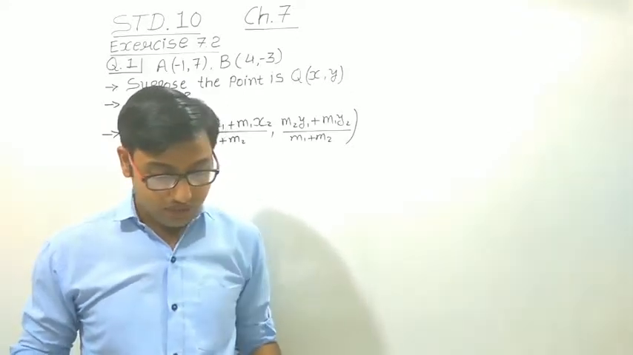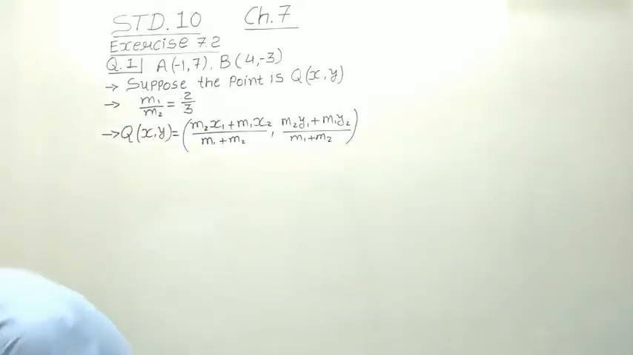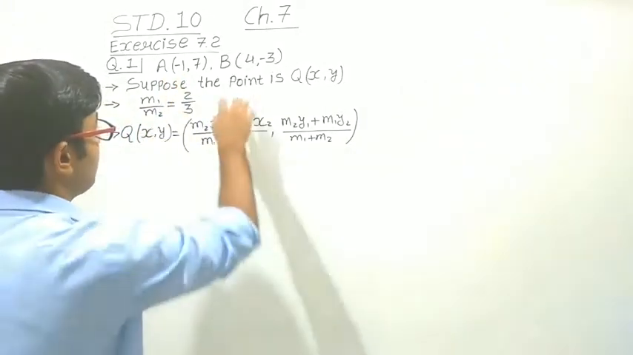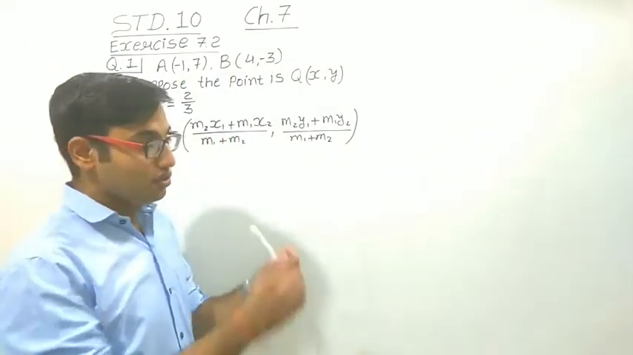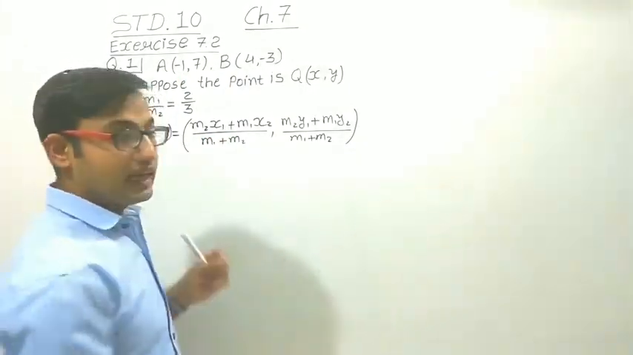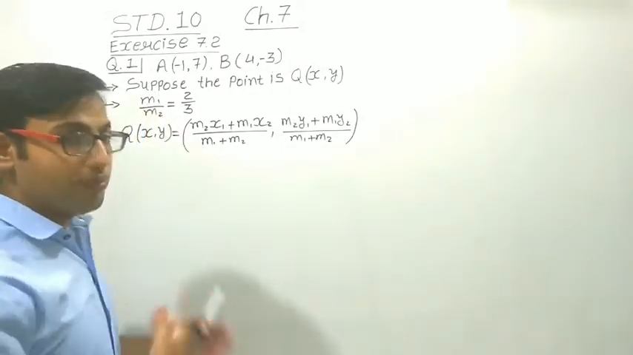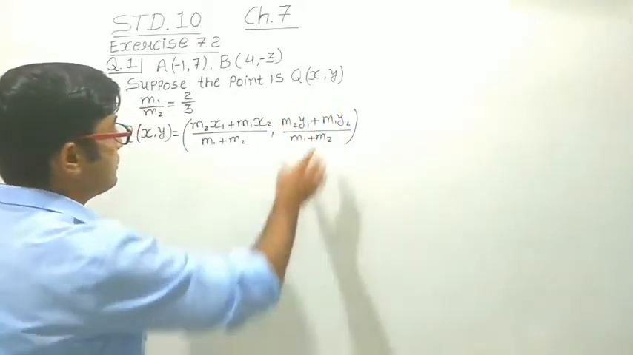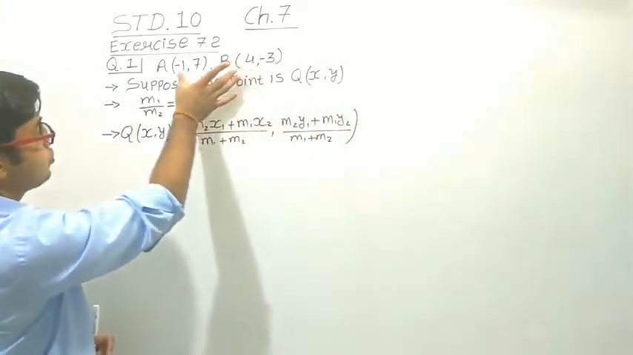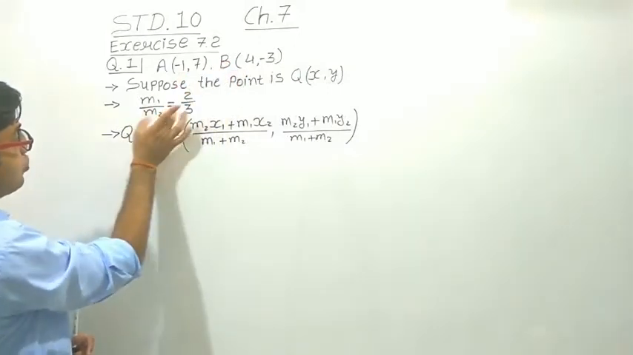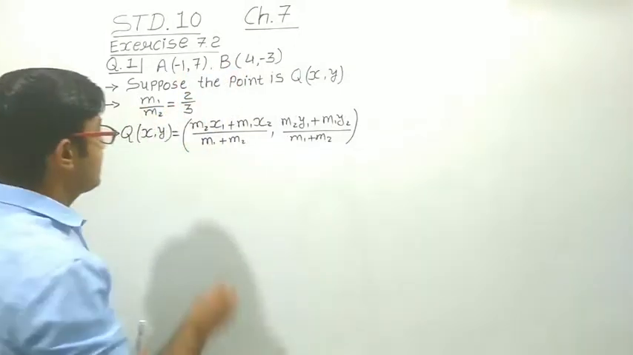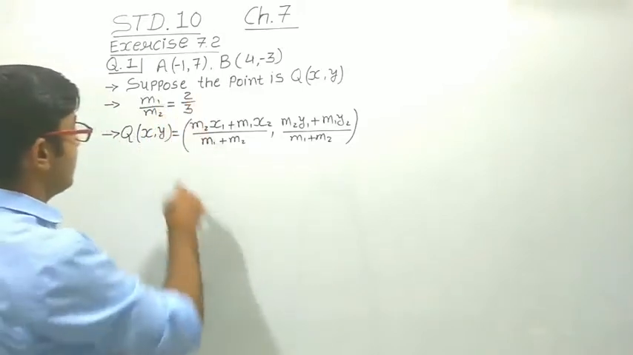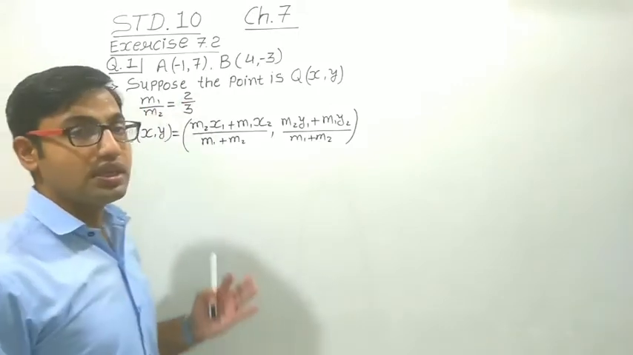Here we are given two points. Suppose one is A (-1, 7) and the second point is B (4, -3). These two points are on a line, and there is another point, let's suppose Q, with coordinates (x, y). This point divides the line segment in the ratio 2:3. So let us take m1 is to m2 equals 2/3, so we can take m1 equals 2 and m2 equals 3.